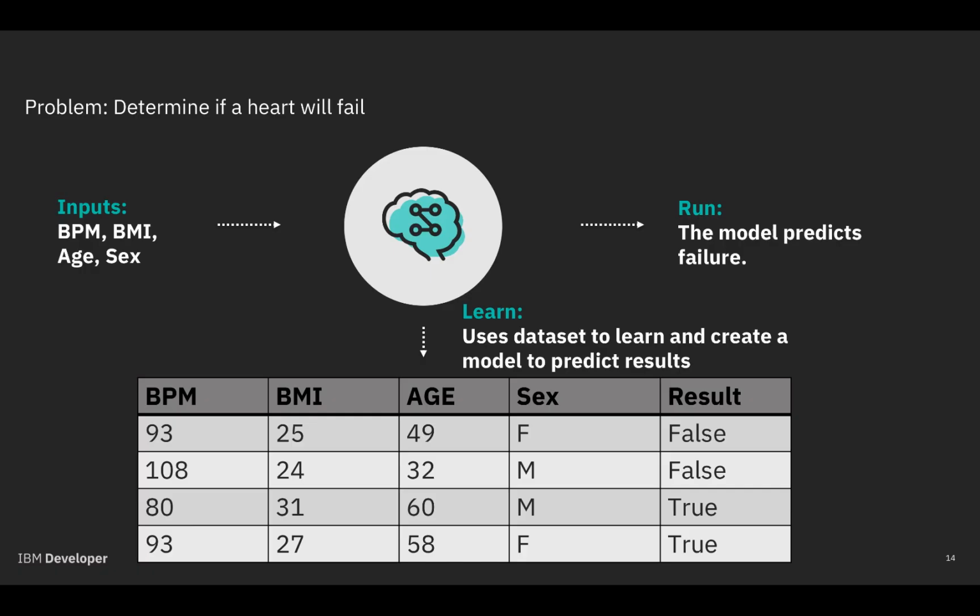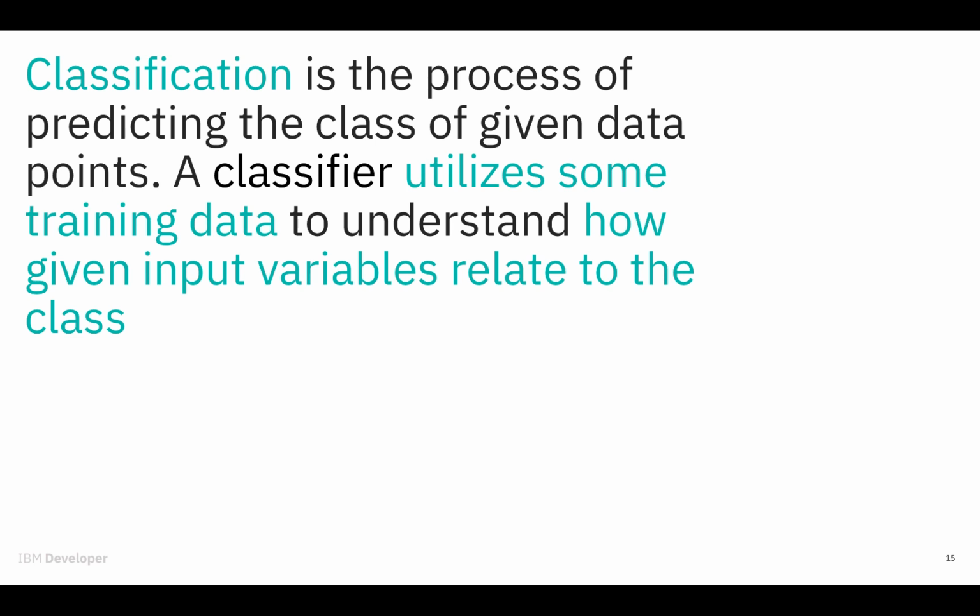With the previous example, as said before, with classification, we extract features from the data. The features in this example would be beats per minute or age. Features are distinctive properties of input patterns that help differentiate between categories of input patterns. Each column is a feature, and each row is a data point. Classification is the process of predicting the class of given data points. A classifier uses some training data to understand how given input variables relate to that class.